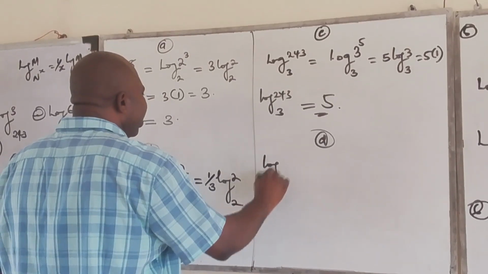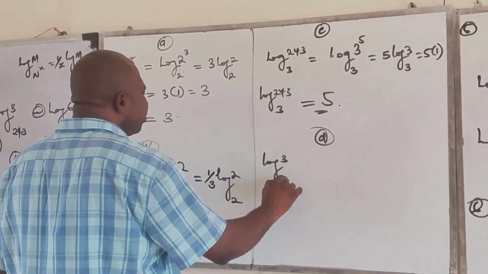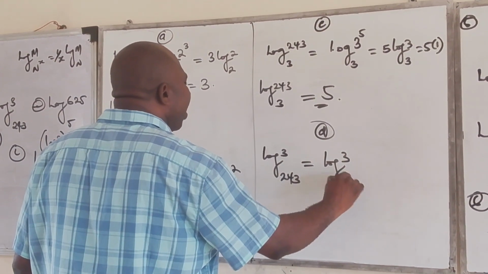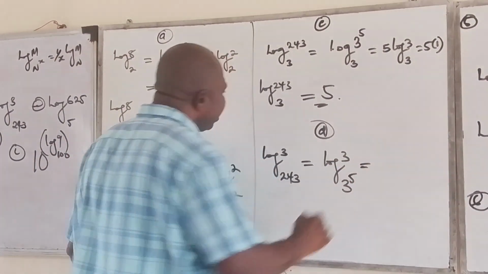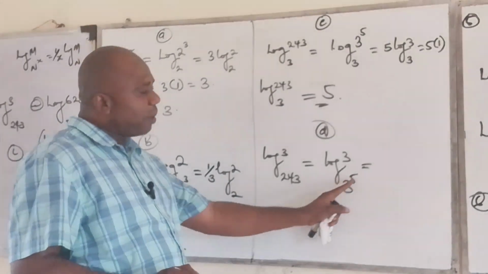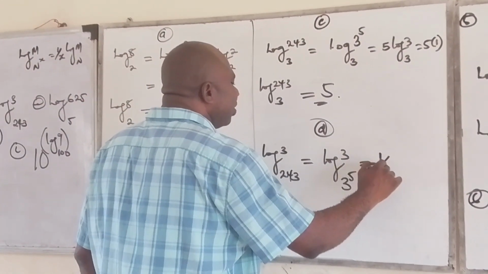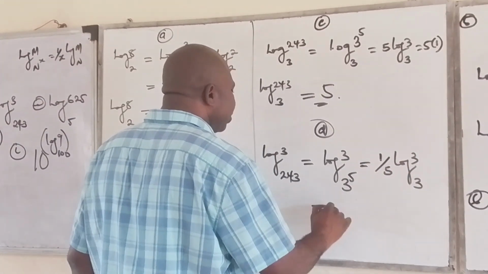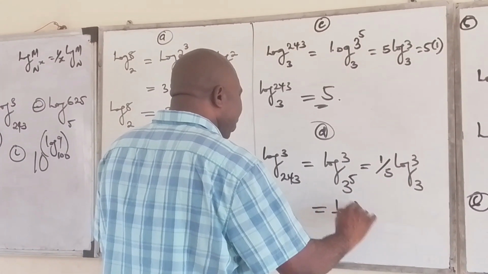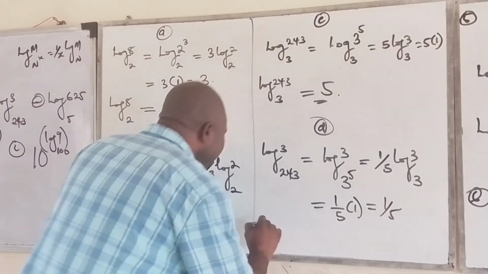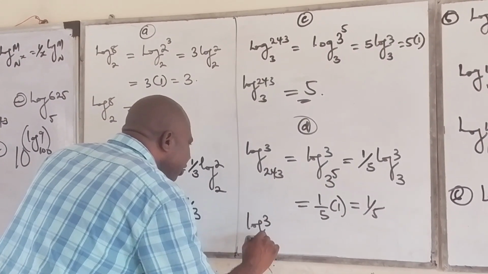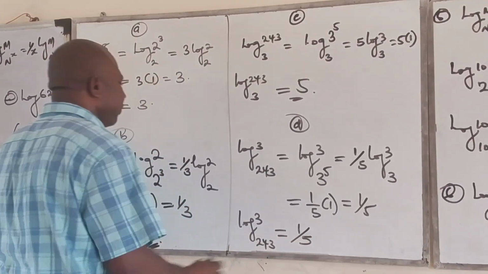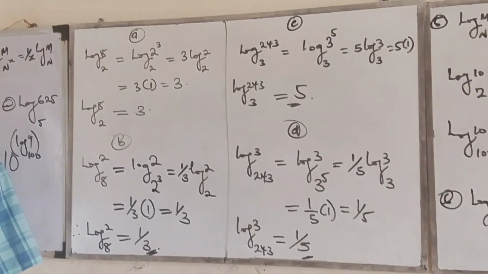We have log 3 base 243. So this will give us log 3 base 3 raised to the power of 5. Now looking at this, the base is the one carrying the power, so this should be 1 all over 5. We have log 3 base 3, so that will give us 1 all over 5 in bracket 1, which is the same as 1 over 5. So it means log 3 base 243 is equal to 1 over 5.